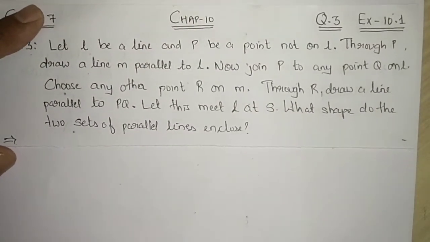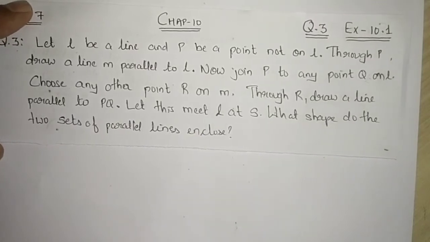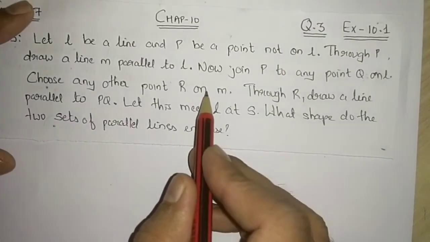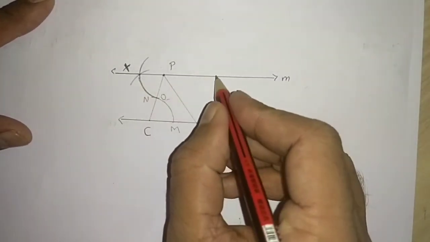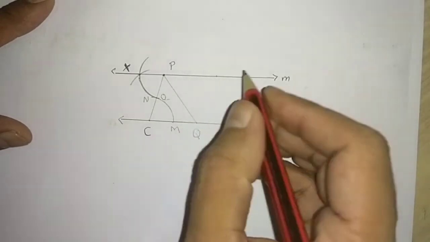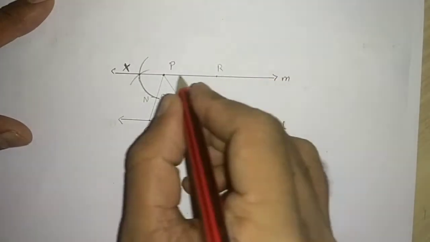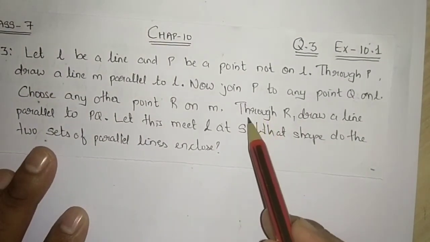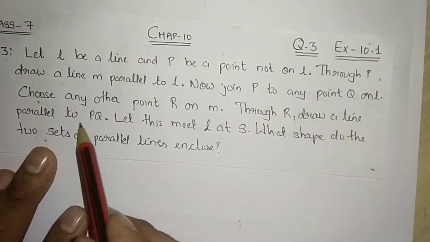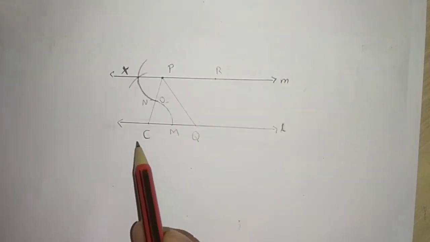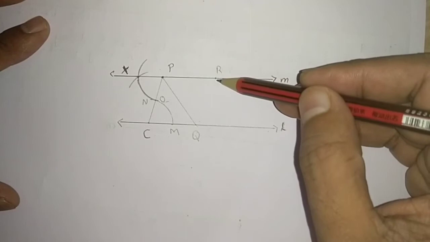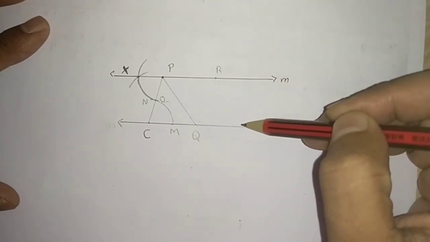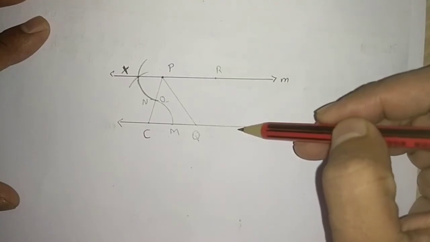Choose any other point R on M. Now take one point R on line M. Let us take anywhere from here. I am taking R here. This is our R on M. Now from R, draw a line parallel to PQ. We are supposed to draw a line which is parallel to PQ. That means it will be coming like this till L.